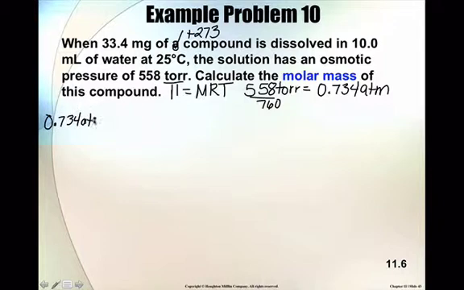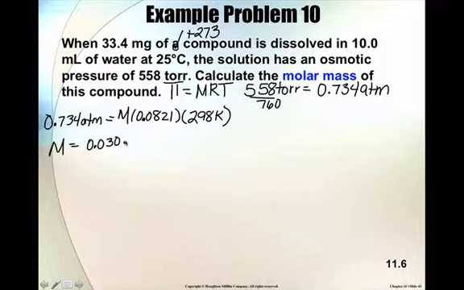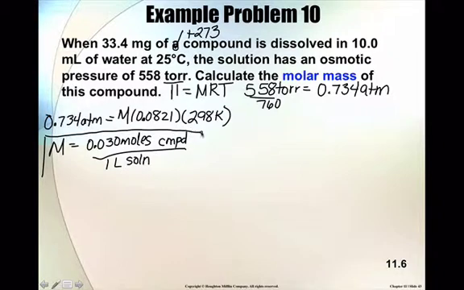So plugging this in, I have 0.734 atm equals my molarity times 0.0821 times my temperature, which would be 298 Kelvin. And when I do that, I get the molarity to be equal to 0.030 moles of my compound per 1 liter of my solution. So we're going to keep that boxed so that I remember it's there.